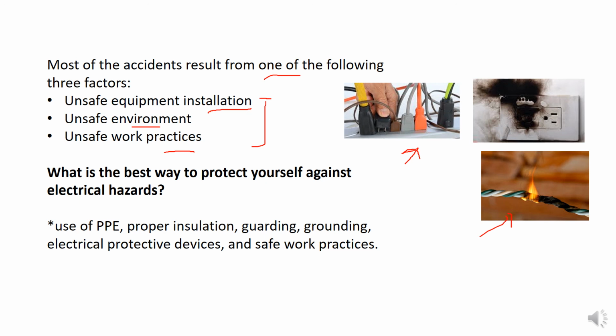So what is the best way to protect yourself against electric hazards? Proper PPE is very important, and then insulation, guarding and grounding, electrical protective devices, which are very commonly used nowadays, and safe work practices. The electrical protective devices are devices that, if somebody gets even a small electric shock, automatically shut down the electricity, stopping the current from passing.